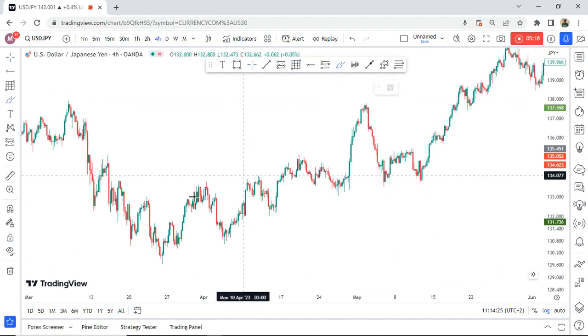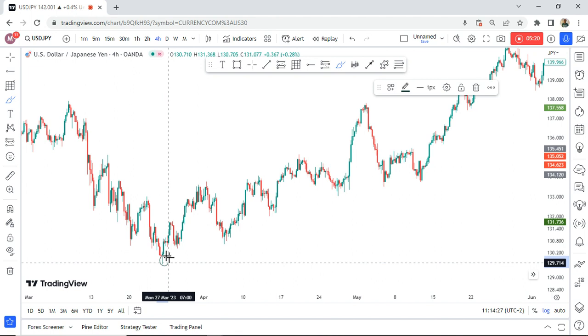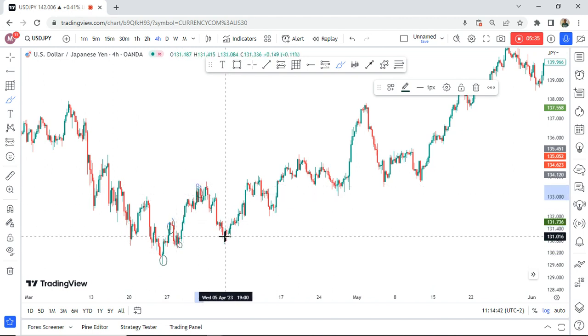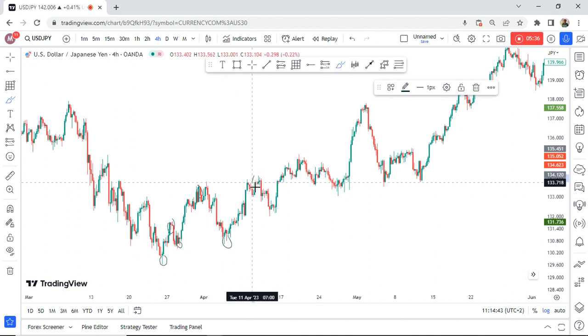So by the way, guys, we're having a low right here and a high right here. So basically this one is going to be our higher low. This one is going to be our higher high. So higher low, higher high, higher low, and higher high, higher low, and higher high. So we've been moving in this manner actually.